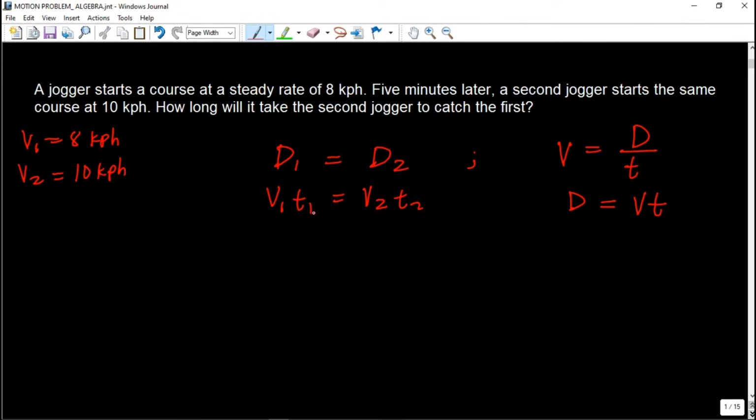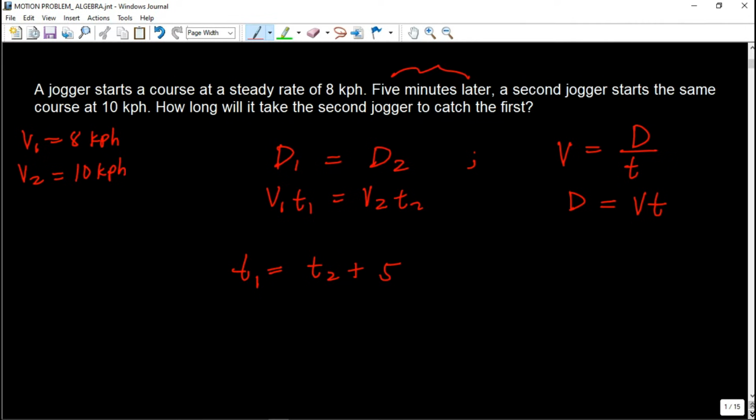So what is the relationship between T sub 1 and T sub 2, or the times? Let's go back to the problem. It says here, guys, 5 minutes later, the second jogger only then started running. This means the first jogger started running earlier. Therefore, T sub 1 should be equal to T sub 2 plus 5 minutes. This is the time the first jogger occupies because he started running 5 minutes earlier. So the time consumed by the first jogger is 5 minutes higher since he started earlier. Therefore, T1 is equal to T sub 2, the time of the second jogger, plus 5 minutes.